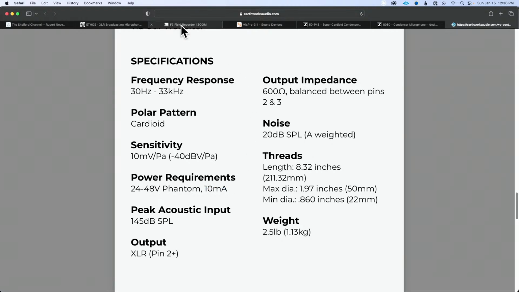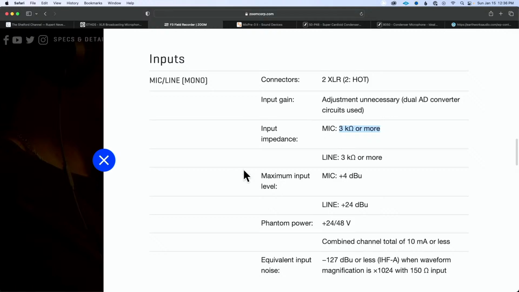But what's interesting, if you come over here to the Zoom F3, if you look at the phantom power specification, it can supply 24 or 48 volts. However, it can only provide a combined channel total of 10 milliamps or less. The spec is actually that each input is supposed to be able to provide 10 milliamps. But on the Zoom F3, between the two inputs, it can only supply a total of 10 milliamps. So you have to be careful with your microphones.